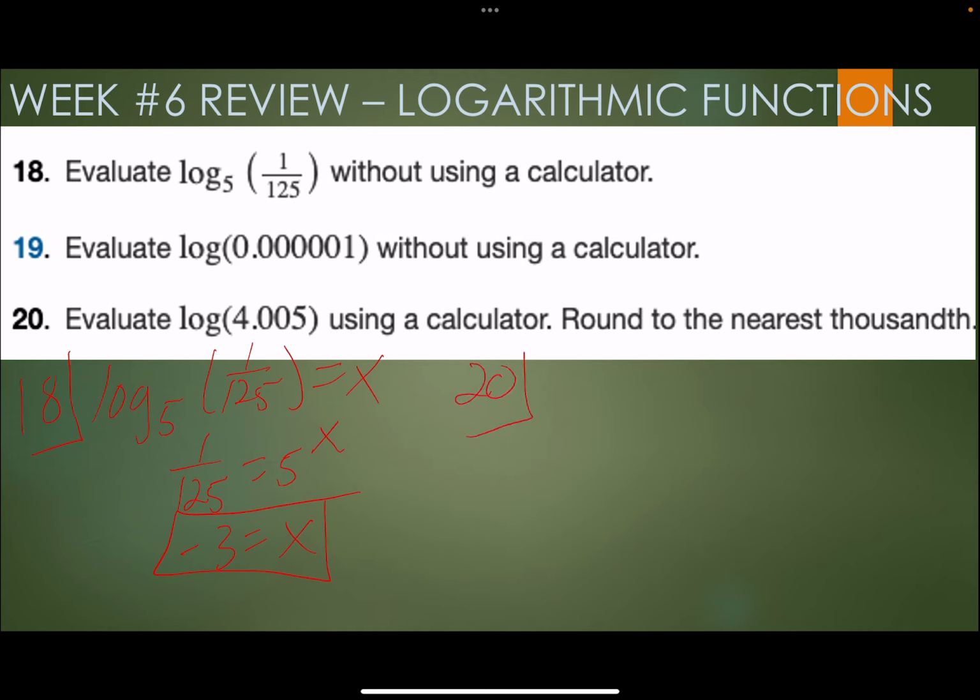And 20, find the log of 4.005. Literally putting that in our calculator. Log of 4.005. And I get, round to the nearest thousandth, which is the 3 decimal places, 0.603. That's my final answer. Hopefully you got the same.